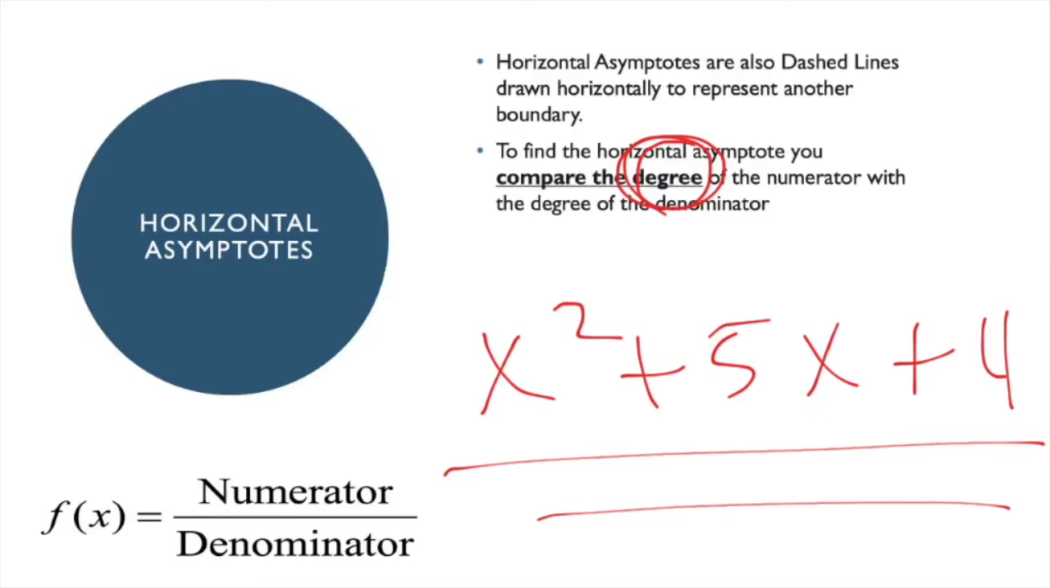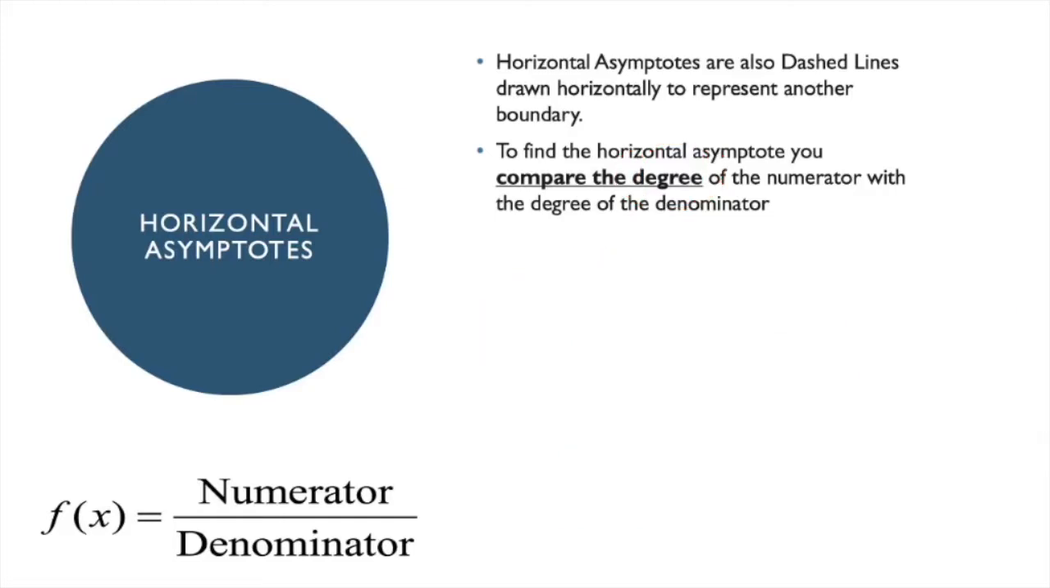2. How did you get 2? Because it's got a 2 on the x. Yes, the highest exponent is a 2. So we need to remember the degree. And so we're going to compare the degree of the numerator with the denominator, okay?